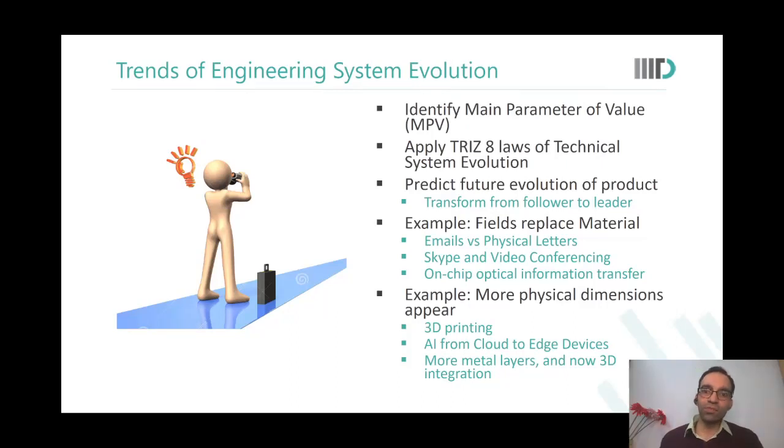On chips, we use wires to transmit information. But today we are also talking about on-chip optical information transfer, on-chip photonics. More physical dimensions appear as another rule.